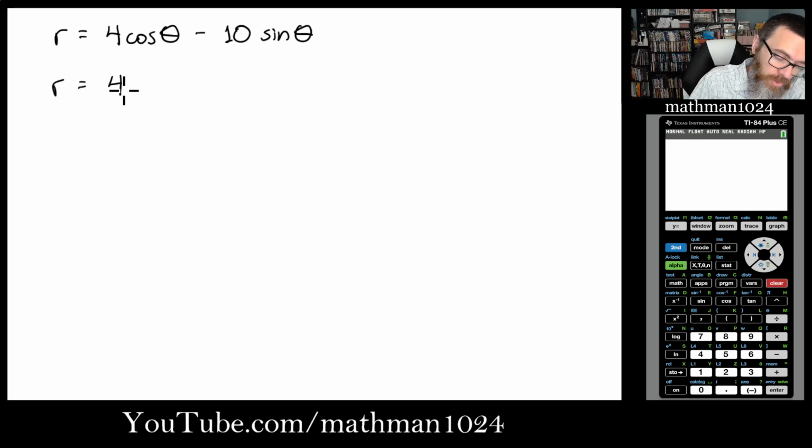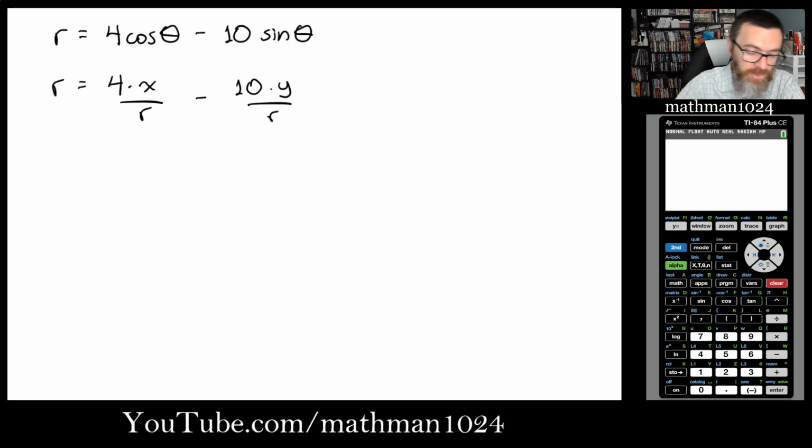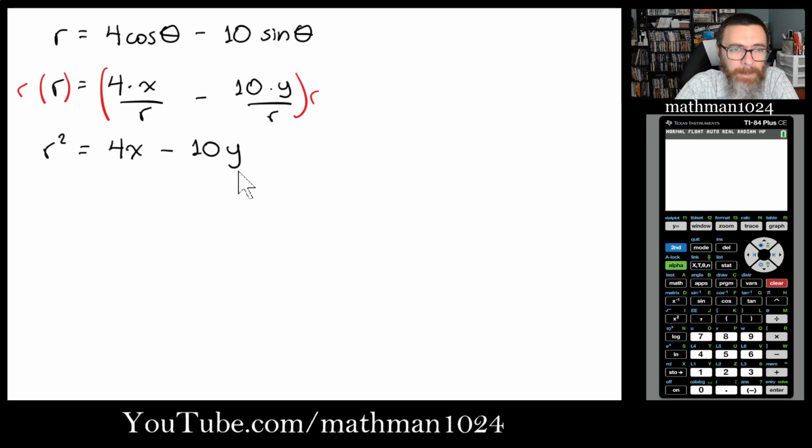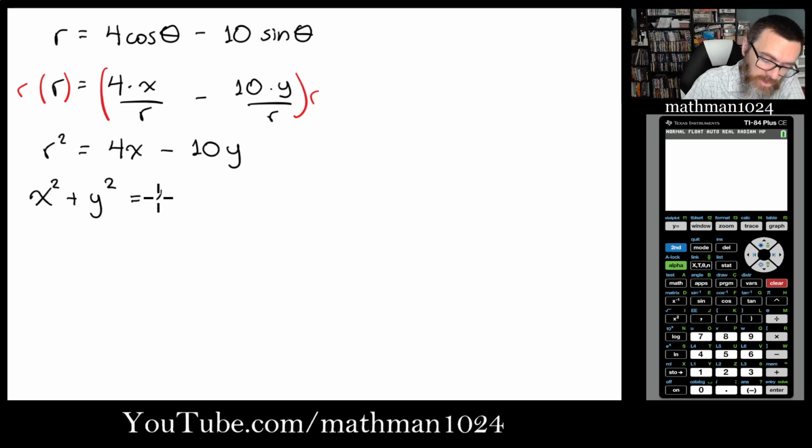So r is equal to 4, cosine becomes x over r, minus 10, sine becomes y over r. And as we did in the first problem in this video, let's multiply everything here times r so that we can clear up the fractions. So we have r squared on the left, 4x minus 10y on the right, because this r right here is going to reduce with each of those denominators. That's why we chose it. And again, r squared is equal to x squared plus y squared.